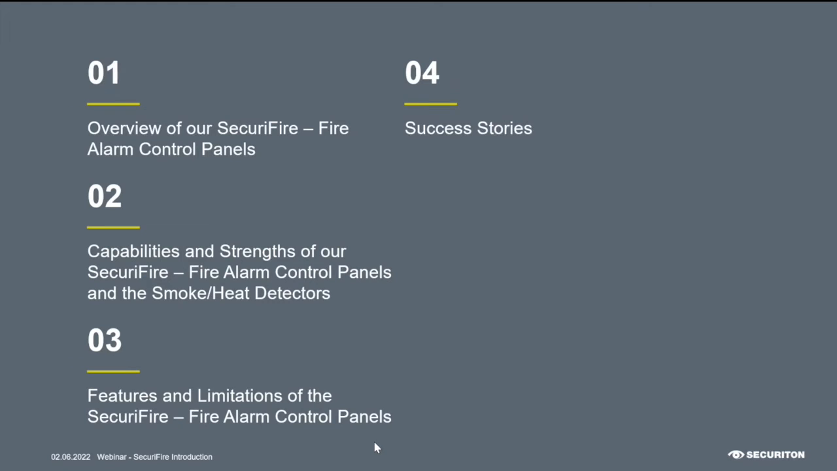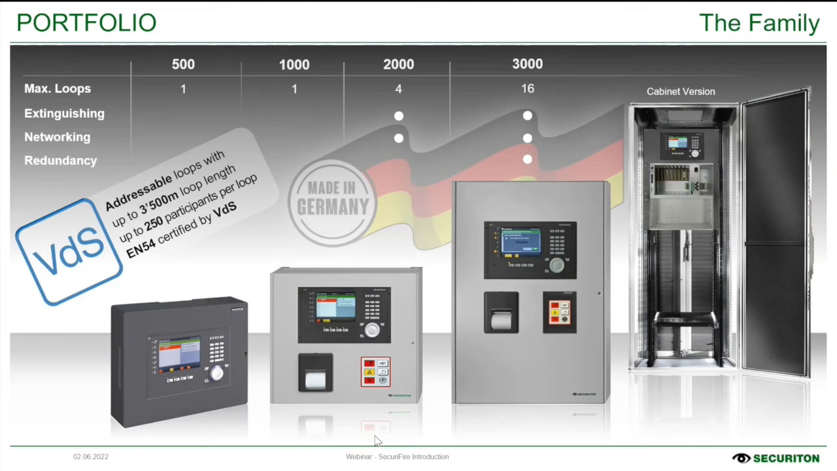So today we shall be looking at an overview of the Securify family of panels, capabilities and strengths of the Securify panels, features and limitations, and I will show you some success stories of projects that we have done worldwide. So here, this is the Securify family. We have the Securify 500, the Securify 1000, the Securify 2000, and the Securify 3000. I will be showing you details of each one of those in later slides.